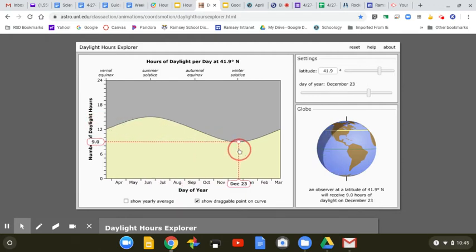Then we go to December. We talked about it. My birthday, December 21st, is the shortest day of the year, where it gets dark at like 4 o'clock, 4:30. So the least amount of daylight hours there.